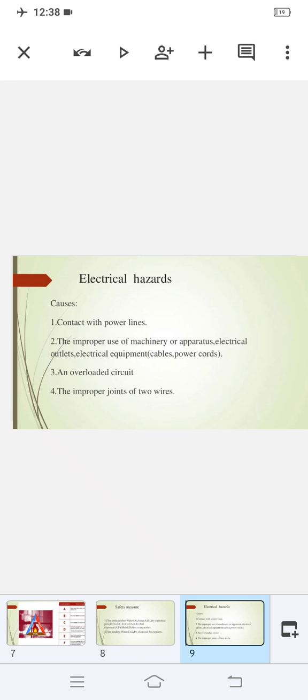So what are the various sources or causes of electrical hazards? Like bare wire carrying the current. You can see here contact with the power lines, an overloaded circuit, improper joints of two wires, improper use of machinery or apparatus. Electrical equipment that has not been properly grounded, electrical equipment that remains always on a damp floor, static electricity discharge, lightning strikes, and working on electrical equipment without ensuring that power has been shut down.